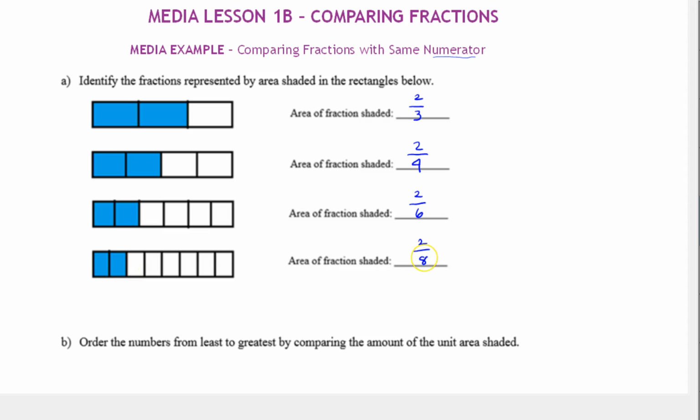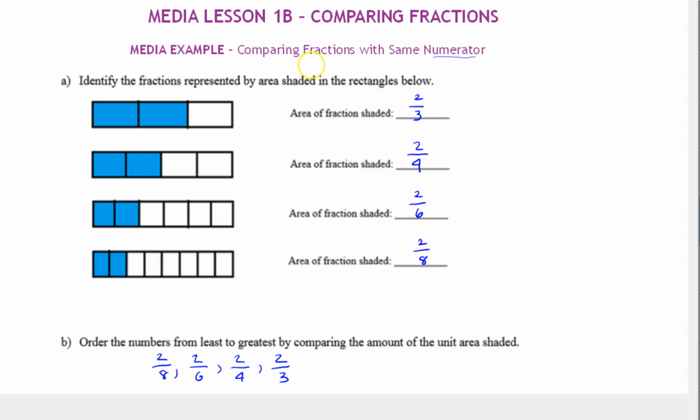So the smallest, so we start with the least, is 2/8, then 2/6, then 2/4, and then 2/3. So these are the fractions ordered from least to greatest. And let's stop and take a minute to look for patterns.